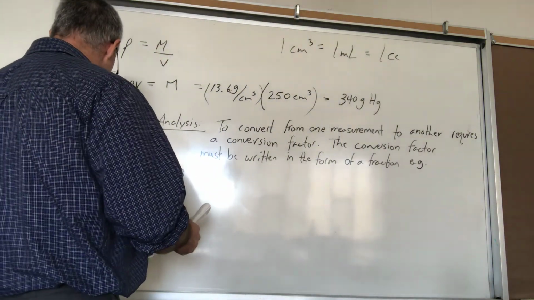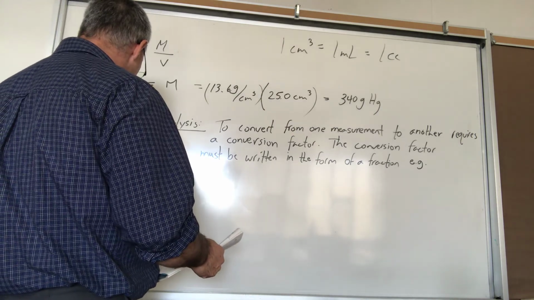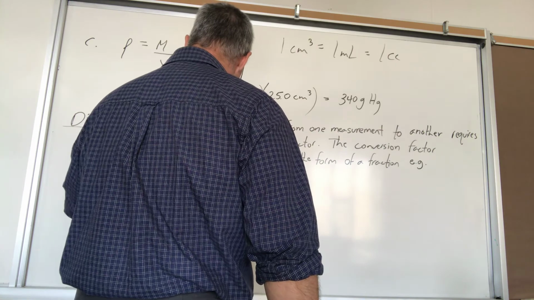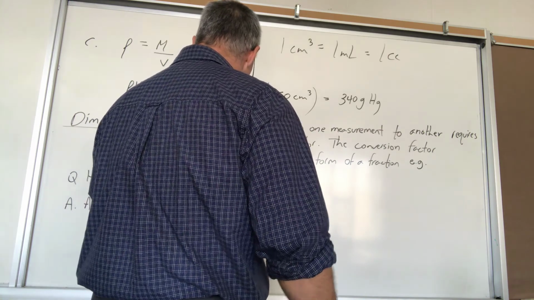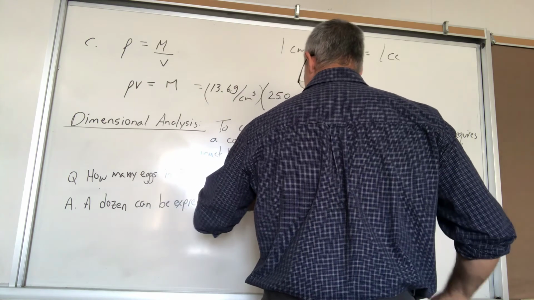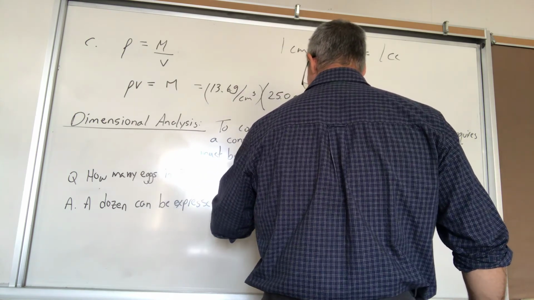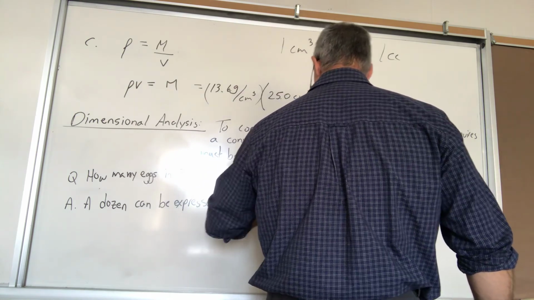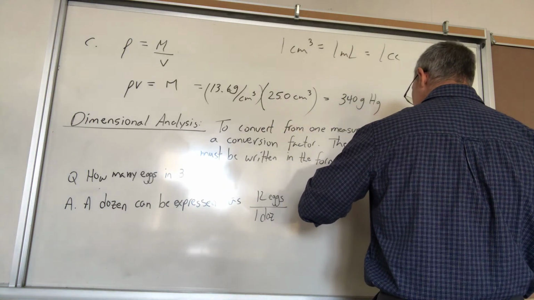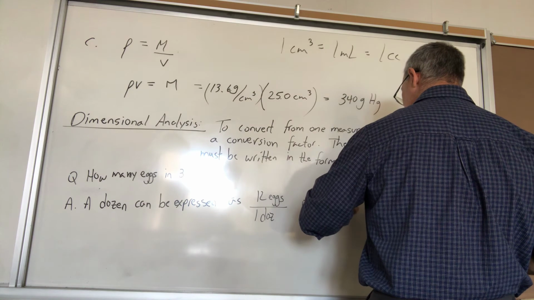So a dozen can be expressed as 12 eggs per 1 dozen, or you could say 1 dozen for 12 eggs.